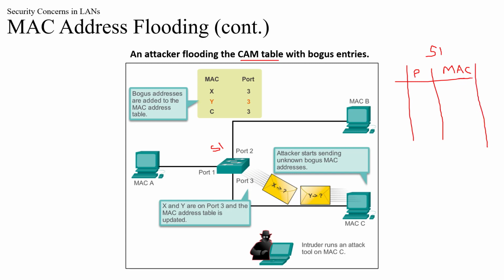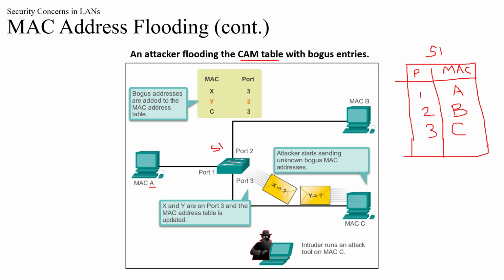What does that mean? In port number 1, port number 2, port number 3, there are 3 ports available. In port number 1, who is connected? MAC address A is connected. Then in port number 2, B is connected. In port number 3, C is connected. This is the correct MAC address table. The MAC address table should be like this. We can say MAC address table, or we can say it is a CAM table.